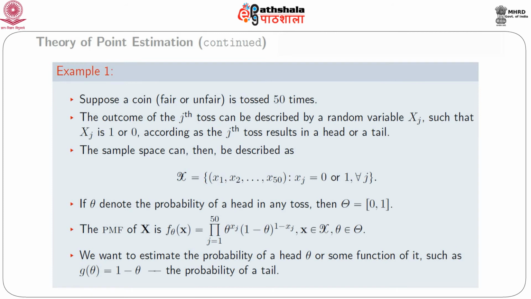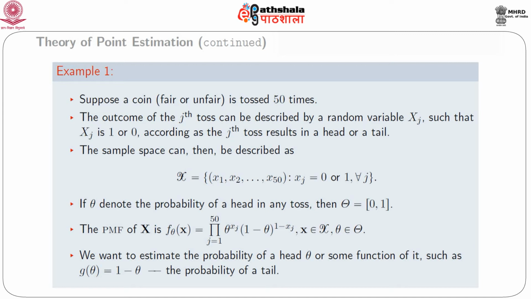The object of interest in estimation theory is the unknown parameter theta or some function g(theta) thereof. Now we consider some examples. Example 1. Suppose a coin, which may be fair or unfair, is tossed 50 times. The outcome of the jth toss can be described by a random variable Xj such that Xj is 1 or 0 according as the jth toss results in a head or a tail.